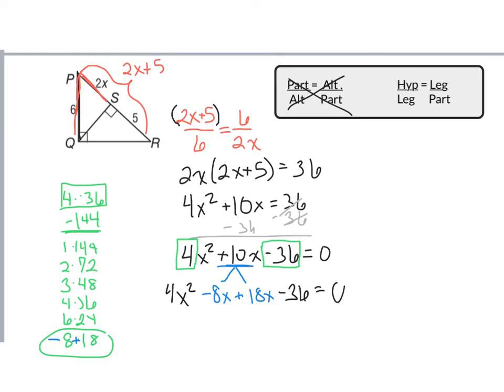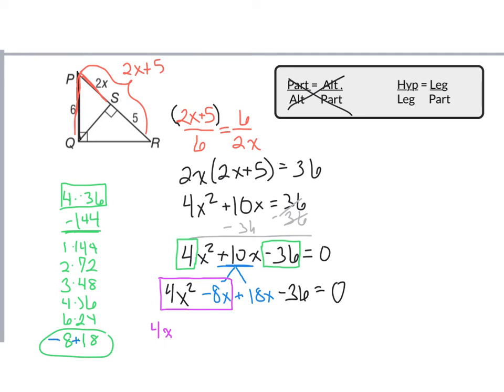And then we're going to factor by grouping. To factor by grouping, I'm going to look at the first two terms and see what I can divide both of those numbers by. So 4 and 8 can both be divided by 4, so I know I can take out a 4. And then x squared and x both have x's in them, so I can also take out an x.